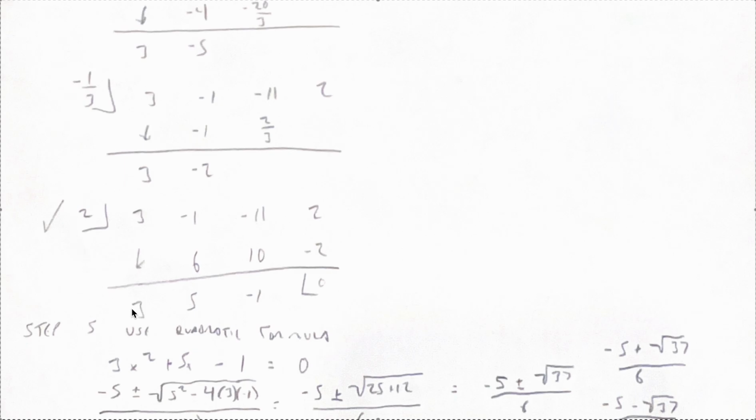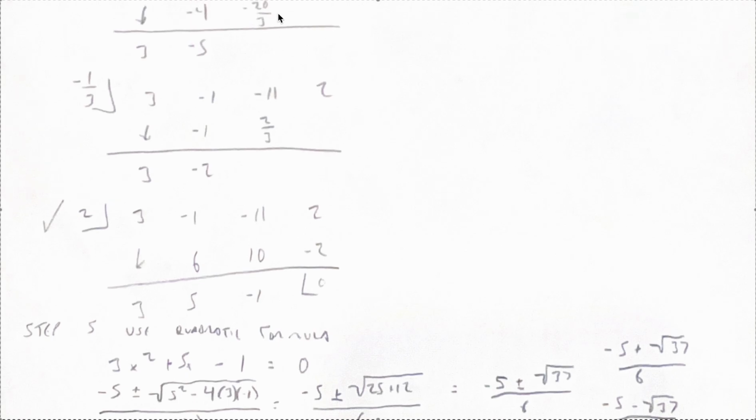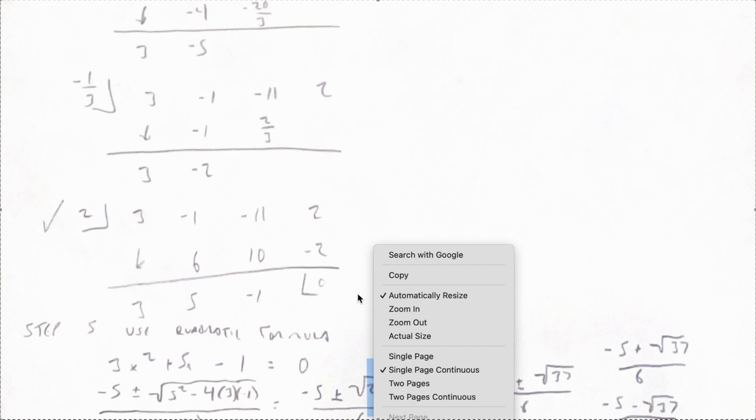But what that did is that gave us a quadratic now, because we reduced the cubic down to a squared. So you're left with 3x squared plus 5x minus 1 equals 0. And that is easy because then you can just use the quadratic formula on this. For this one, it's the opposite of b.